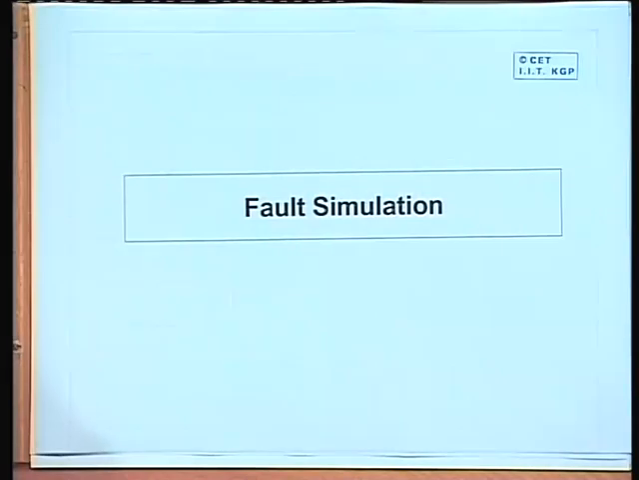In fact, we concentrated only on the stuck at and the transistor models, because they are more important from the circuit design point of view. Of course, people also talk about functional and high level fault models, as I had mentioned, but we will not be discussing them as part of this discussion. We now move on to the problem of fault simulation. Well, now we have talked about the fault models. We know which faults are to be considered.